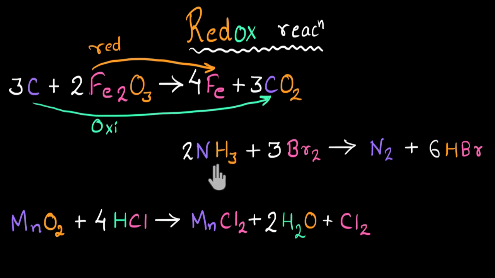Now if we focus on nitrogen, so see, initially nitrogen and hydrogen, they were combined. But during the course of reaction, nitrogen has lost its hydrogen. It's losing its hydrogen. Now, loss of hydrogen is called oxidation reaction. Okay? Nitrogen is losing its hydrogen, and this is oxidation.